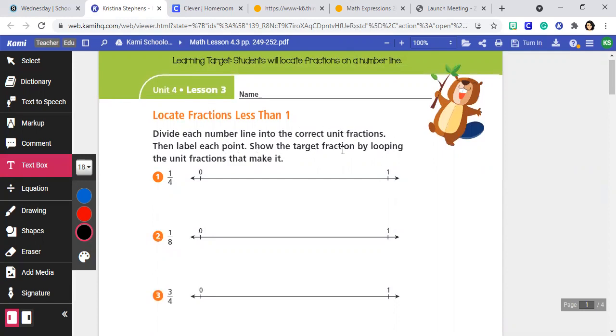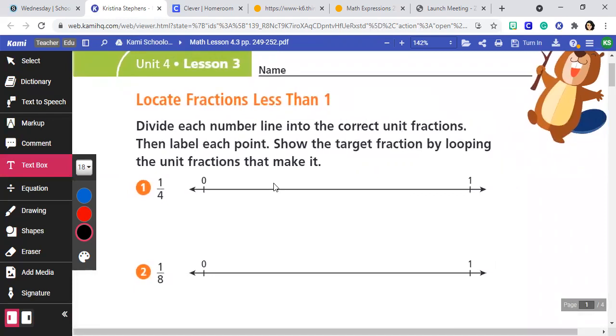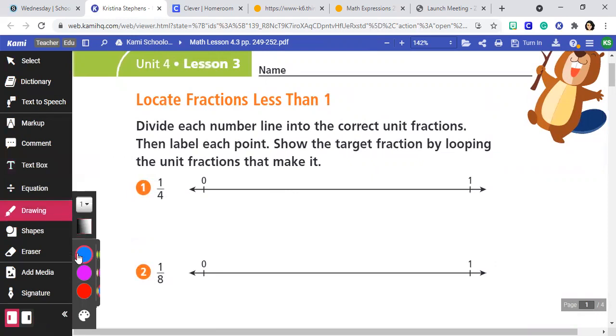Show the target fraction by looping the unit fractions that make it. This is very similar to what lesson 2 was about. In fact, I believe this is where it was left off. So let's go ahead and change our font for the drawing. Here we go. Blue works for me.